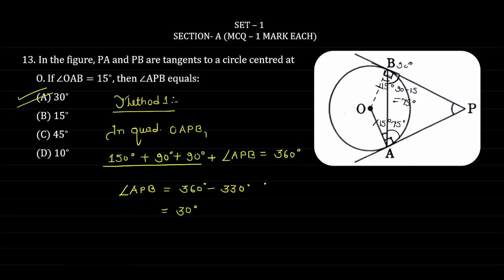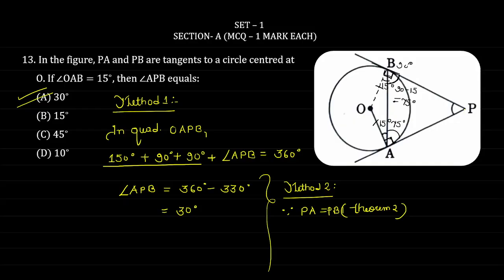So that is your method 2, in which we don't have to find the angle AOB. So method 2, this angle here is 75 degrees. So you can write here, since PA is equal to PB, in the brackets you can write by theorem 2. What is that theorem? The length of tangents from an external point to the circle are always equal, correct? Now, these two angles, that is angle PBA plus angle PA.